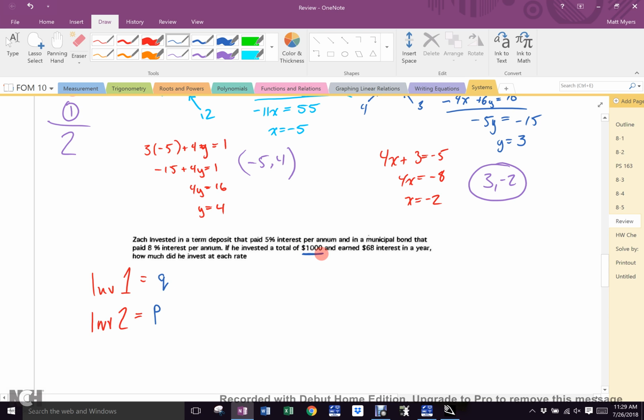Well, I know I had $1,000 and I split it between Q and P. I also know that 0.05 Q plus 0.08 P equals 68. There's my system. Solve it. I, of course, would multiply this by 100 to get rid of the decimals. And then, of course, I would use substitution. P equals 1,000 minus Q. Then I would solve it.